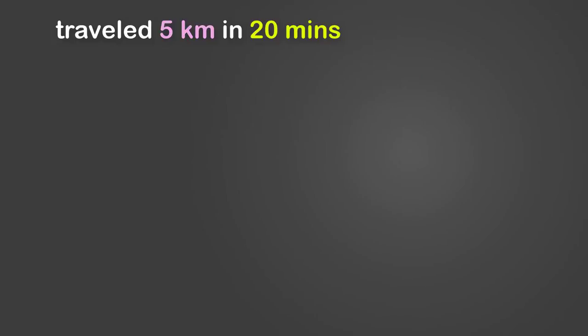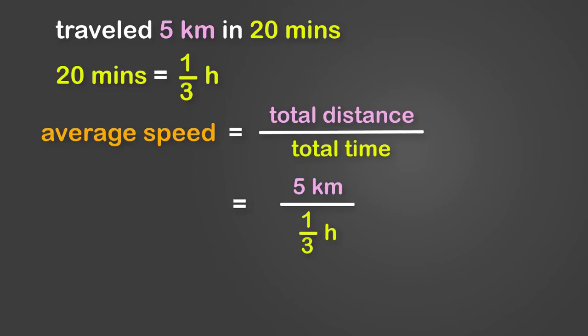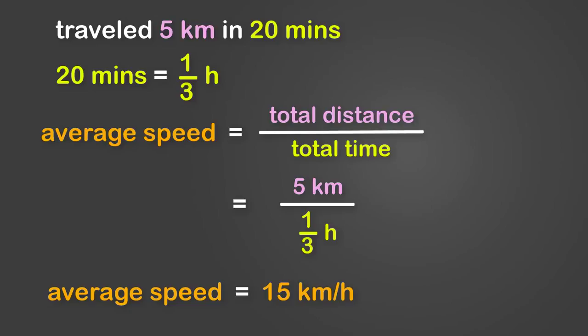For example, let's say we traveled 5 kilometers in 20 minutes. 20 minutes is 1/3 of an hour. So if you divide the two, the average speed is 15 kilometers per hour.